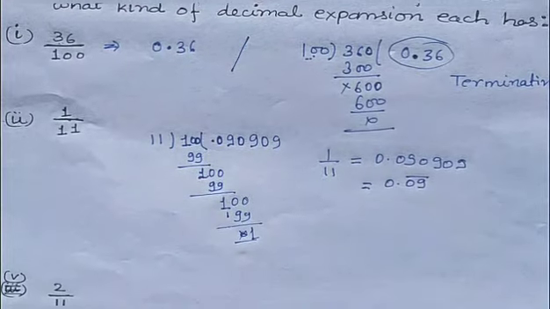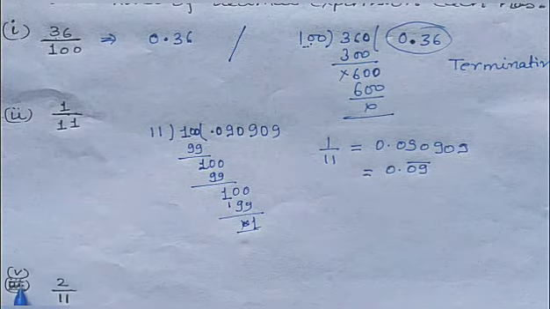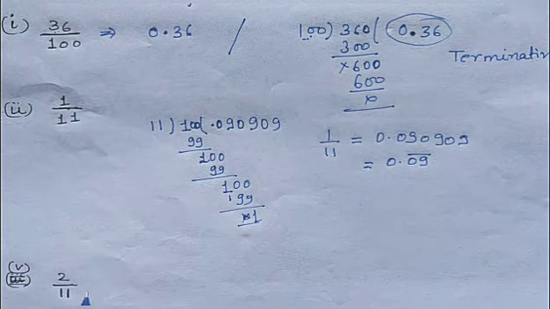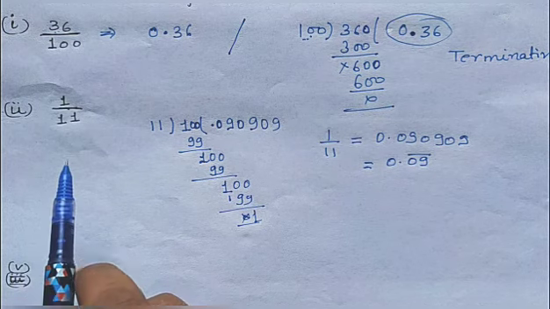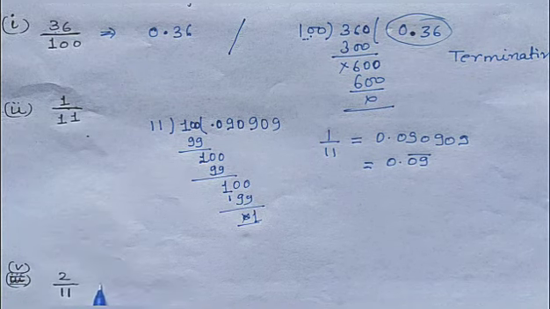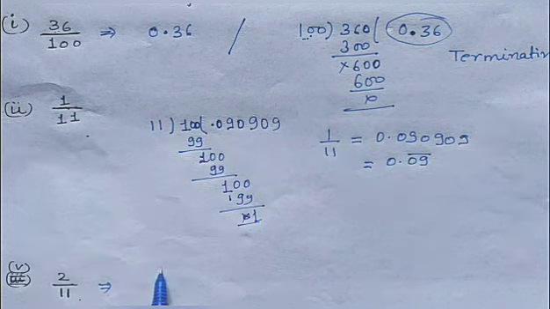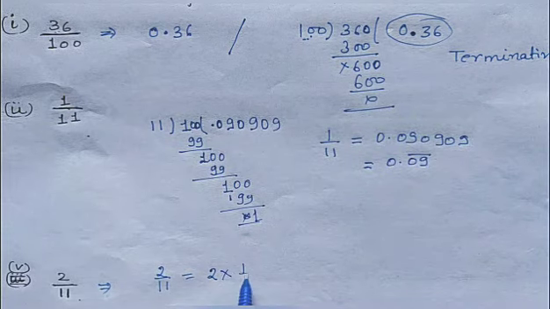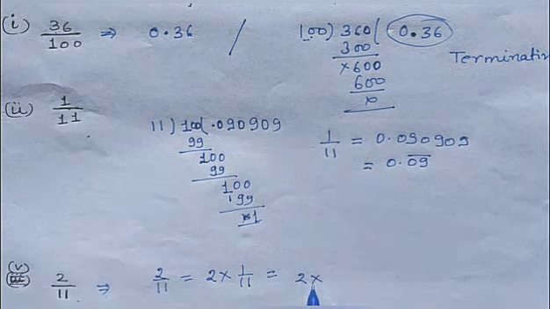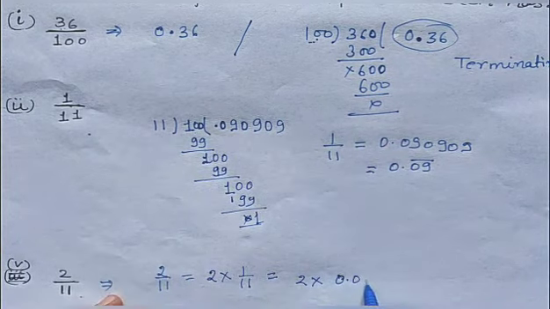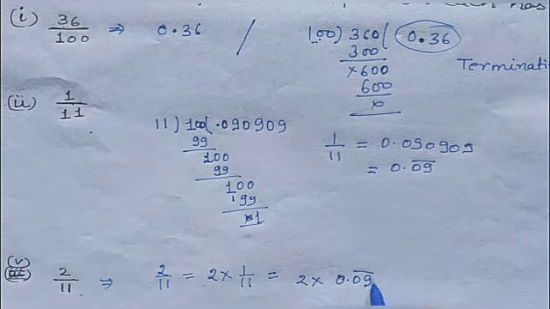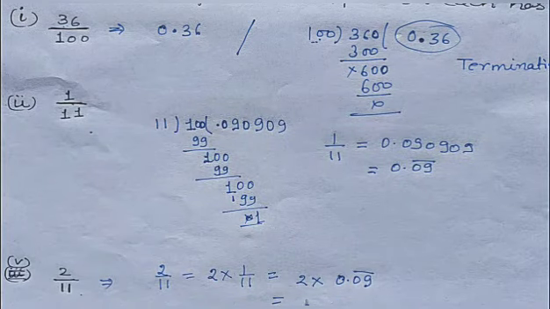Now one more part was there, the fifth part of question number 1. It is 2 upon 11, and it was 1 upon 11. See students, if you have the value of 1 upon 11, you can directly find 2 upon 11. How will you get 2 upon 11? If you multiply 2 into 1 upon 11, and we have the value of 1 upon 11, which was 0.09 bar. So just multiply it.